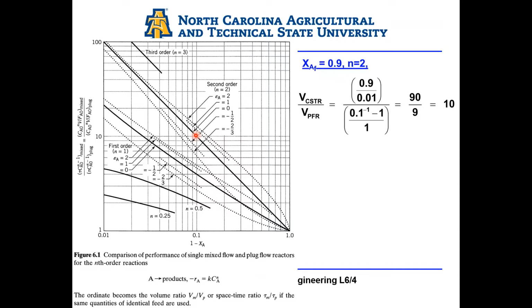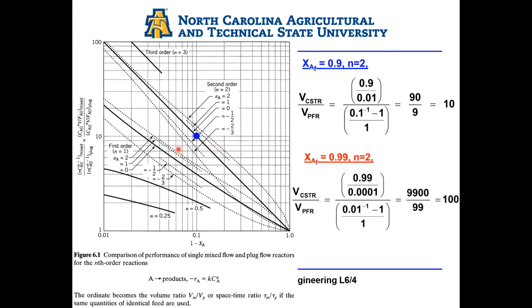What if I want to achieve an extremely high purity conversion? If I want to get 0.99, for example. This is the point referring to this case. If I want to get 0.99, so an even higher purity of product, even higher conversion, then 1 minus 0.99 is 0.01. For a second order reaction, it's 100. So I need a CSTR which is 100 times the volume of a PFR to achieve the same conversion.